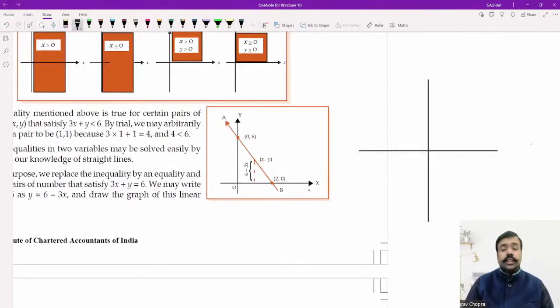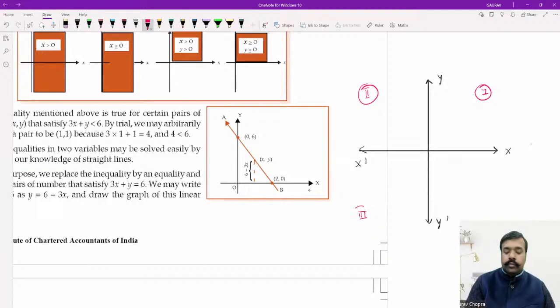Okay, so this is the graph, and on the graph we already know there is one x-axis, and on the opposite side it is x dash. On top it is y, and on bottom it is y dash. Then this is the first quadrant, second quadrant, then third one, and at last the fourth quadrant. So these are all four quadrants.